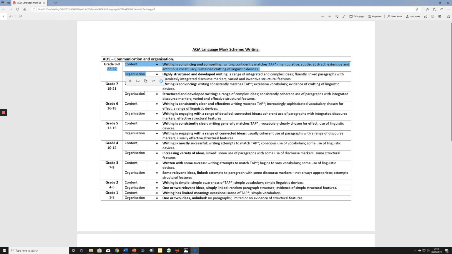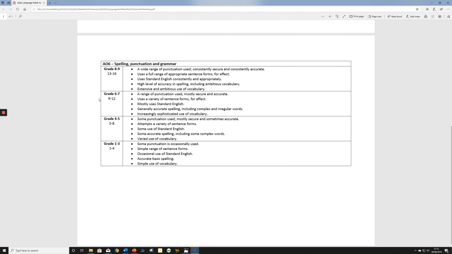It's up here. Highly structured and developed. Range of integrated and complex ideas. Yes, fluently. There's a bit on his. I'll probably pick him up here. The student. Some of the spag is slightly off. There's a mild corrections, but not a lot. High level of accuracy in spelling, ambitious vocabulary, yes.